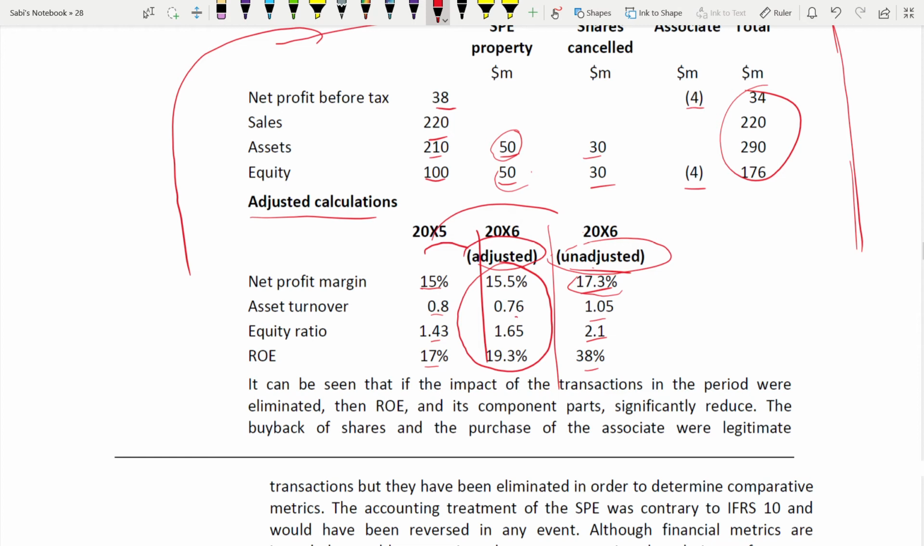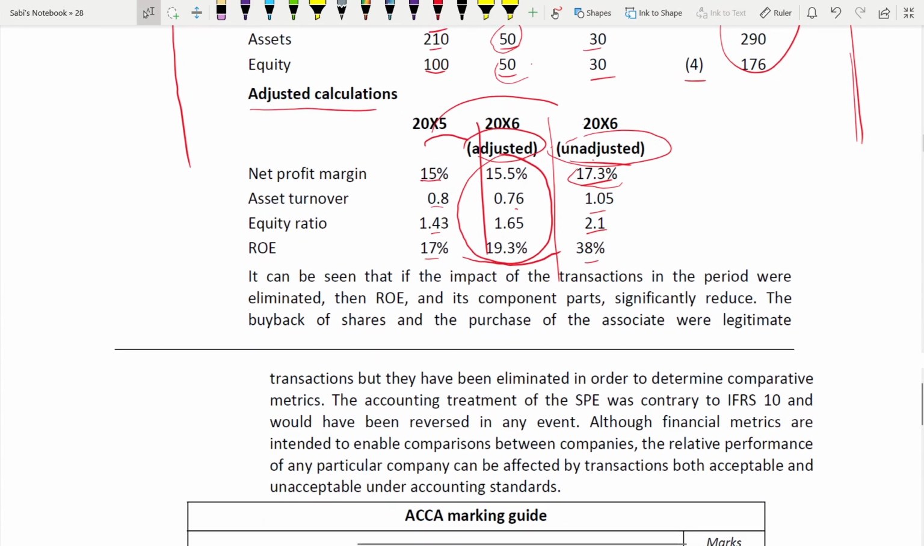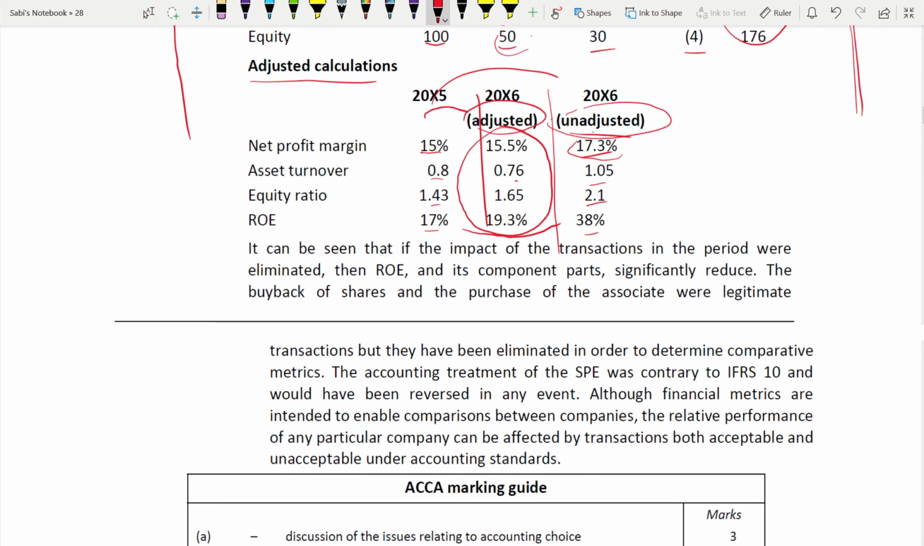Correct, because asset turnover will fall, because we have adjusted the assets. The equity ratio is increasing and ROE is also increasing, but slightly, whereas before it was too much, it was double when we didn't adjust. So now you need to explain. It can be seen that the impact of the transactions in the period was eliminated, and then ROE and its component parts significantly reduced. ROE also reduced from 38 to 19.3, and its component parts also.